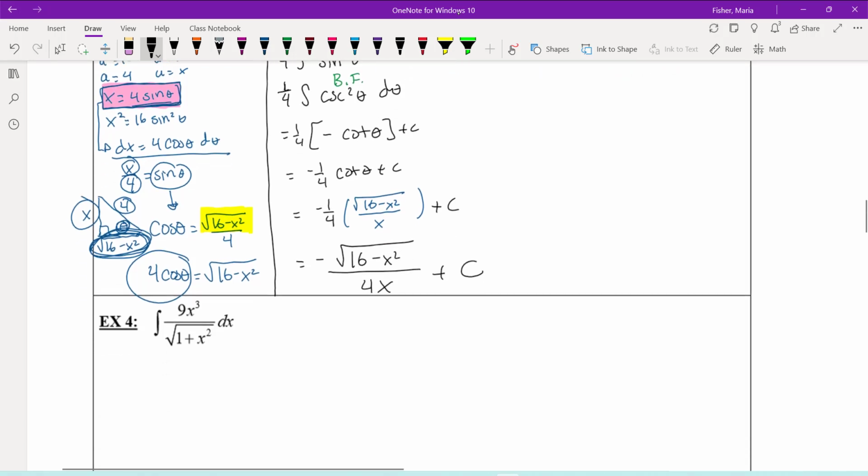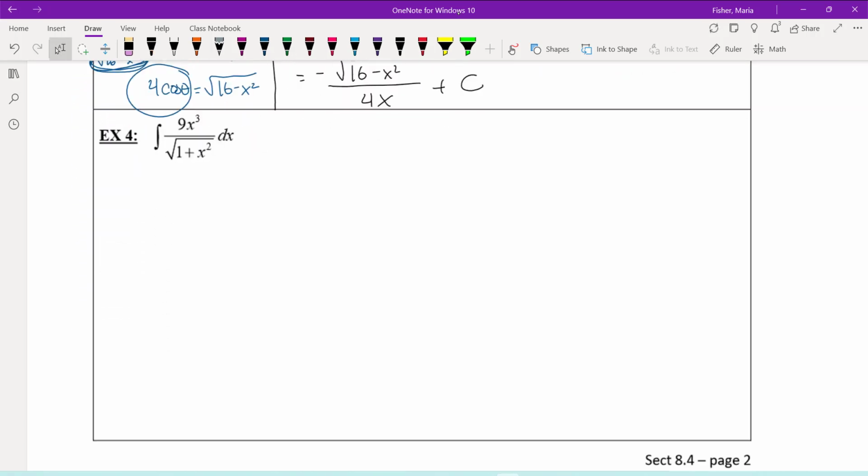Let's keep going. Number 4. First, determine what sub you need. I have a plus sign. Since I have a plus sign, I know that my sub is u equals a tangent of theta. Now figure out what is u and what is a.